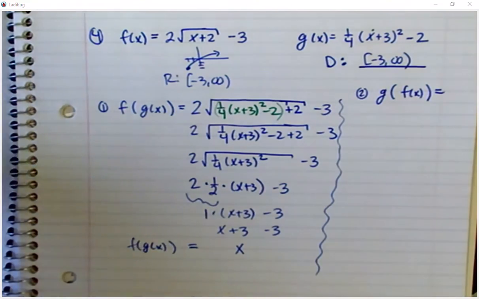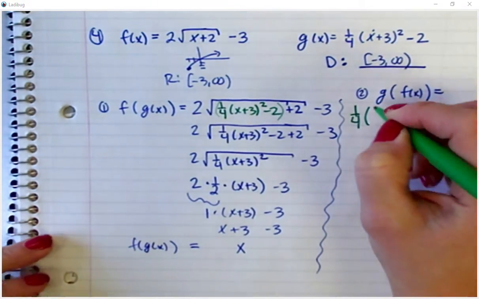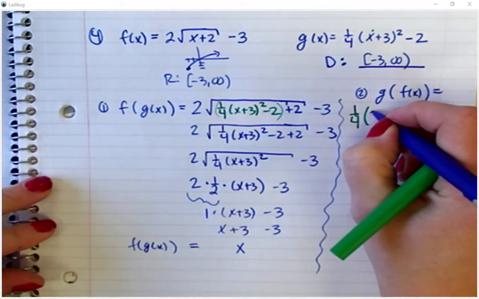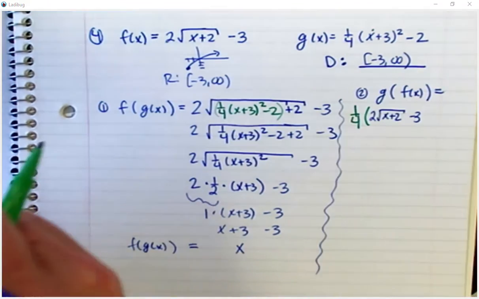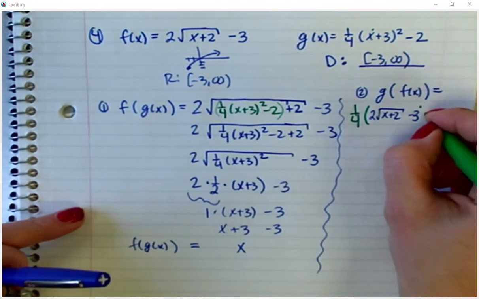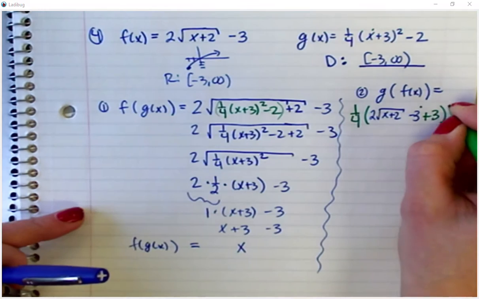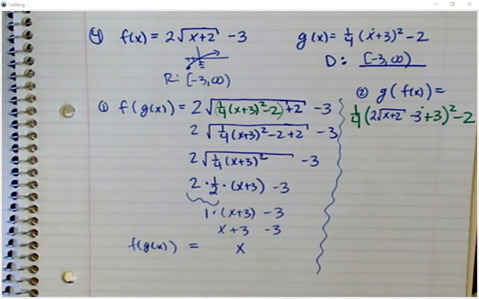I should have taken up less space here. Okay. So this time let's put G on the outside. Okay, there's my setup. Right, I tried to put the inside function in a different color so you can see the substitution.